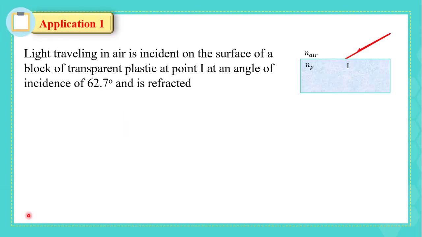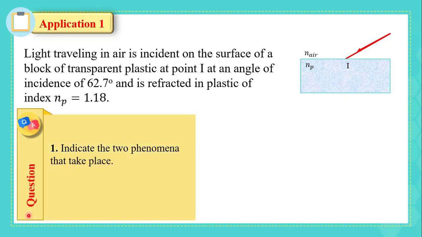Let's practice now by performing the following application. Don't forget to pause the video and try to perform the application by yourself. Light traveling in air is incident on the surface of a block of transparent plastic at point I at an angle of incidence of 62.7 degree and is refracted in plastic of index Np equal to 1.18. Indicate the two phenomena that take place.